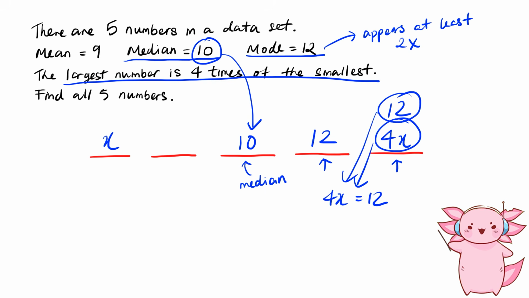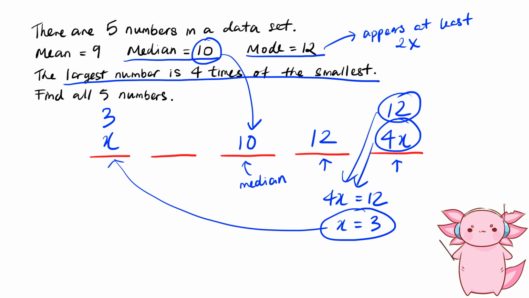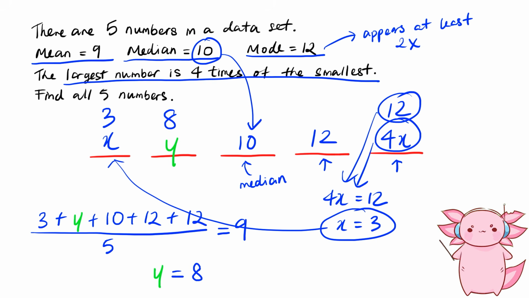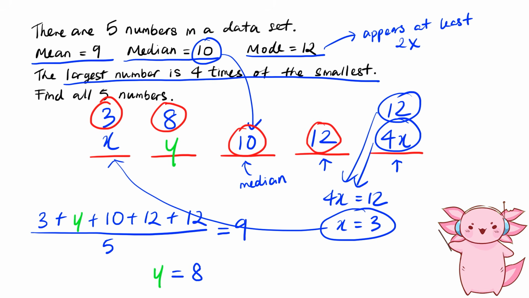Since 4x is equals to 12, we can solve for the smallest value and we get x is equals to 3. Let's call this last value here y. And because the mean is 9, we can add up all these numbers divided by 5 samples equals to 9, then we can solve for y to be equals to 8. And there we go, we have all of our 5 numbers.